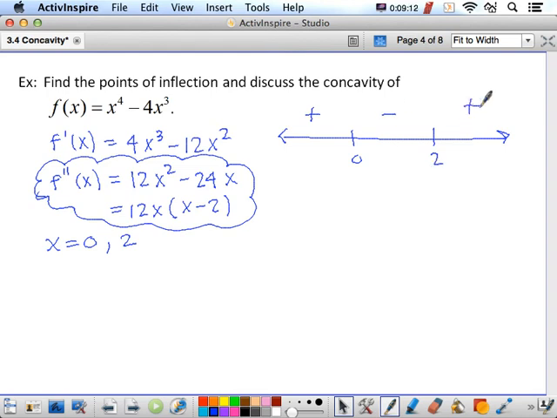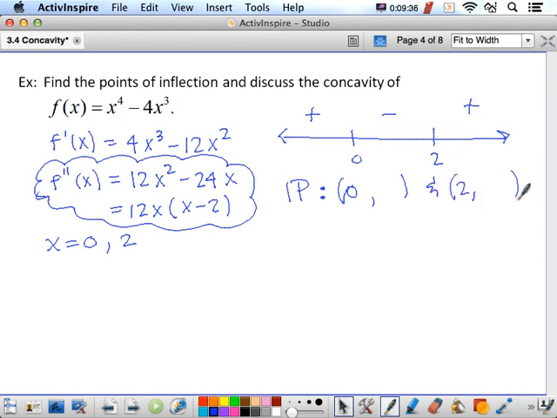So it looks like it's concave up from negative infinity to 0 and from 2 to infinity, but concave down between 0 and 2. And there appear to be 2 inflection points, which was the first thing we were asked to find, or points of inflection. We'll just abbreviate those IP. So it looks like one's happening at 0 and at 2.